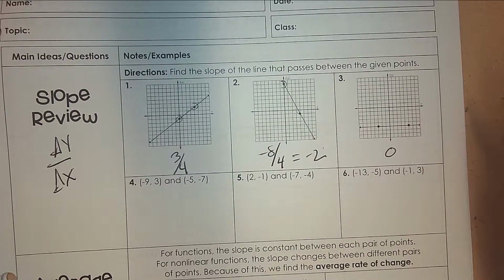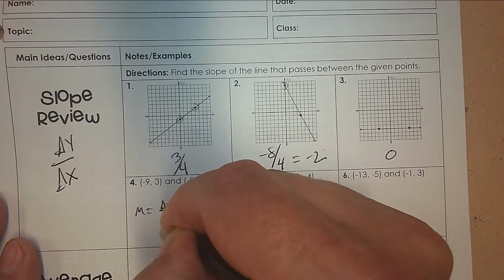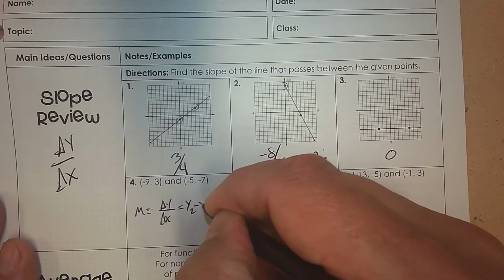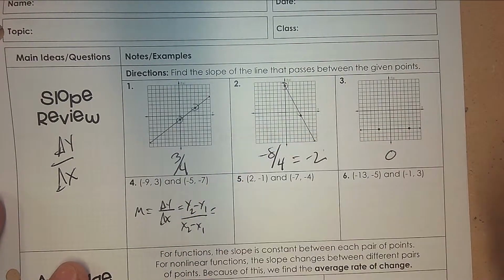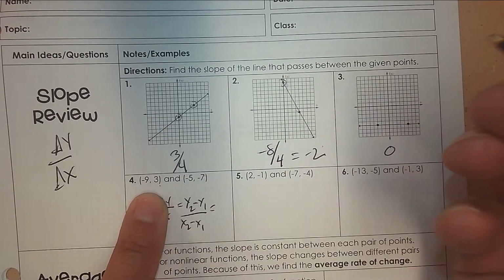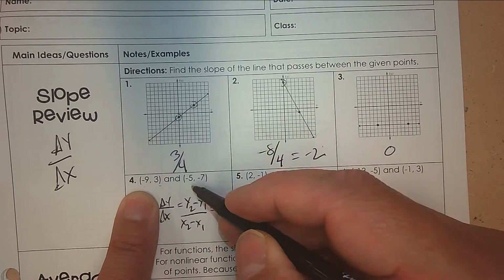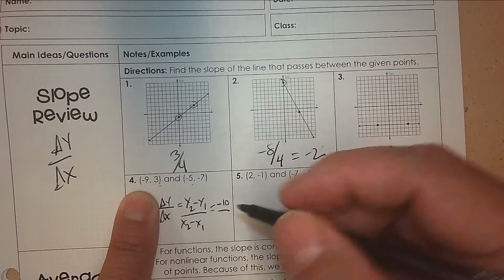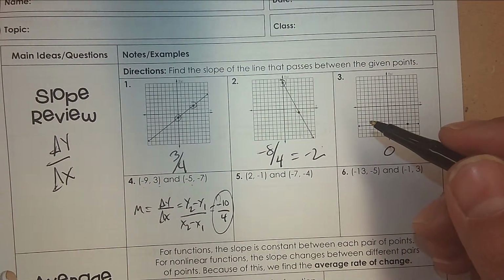If you have 2 points to find the slope, think of the change in y over the change in x. You can also think of y2 minus y1 over x2 minus x1. So when I look at the y's, if they're small numbers like this, 3 to negative 7, I can see that it went down by 10. And negative 9 to negative 5 actually went up by 4. You could reduce it down to negative 5 over 2 if you felt like it.